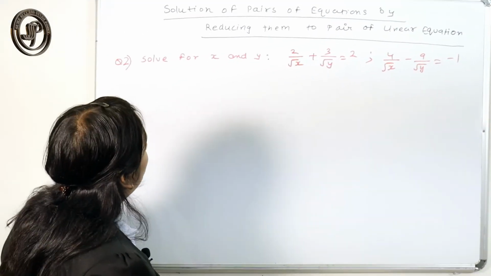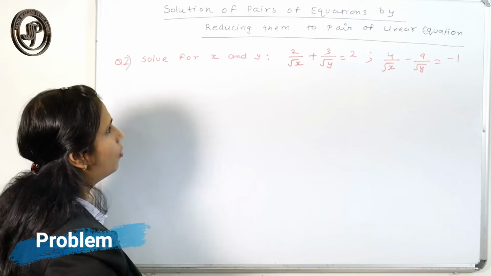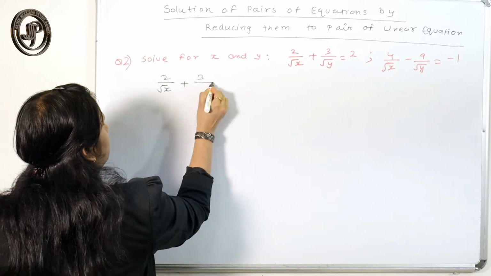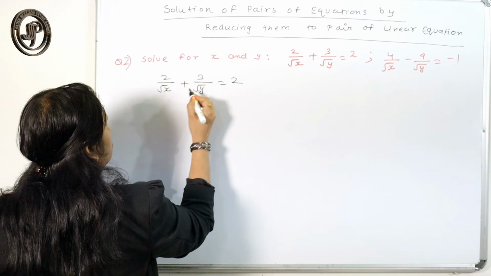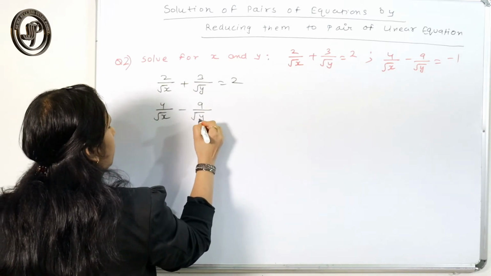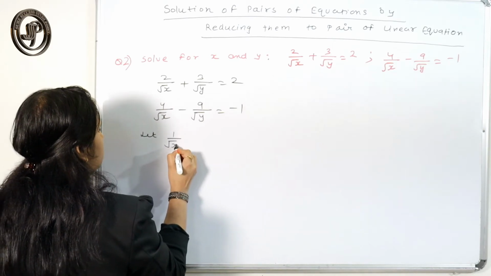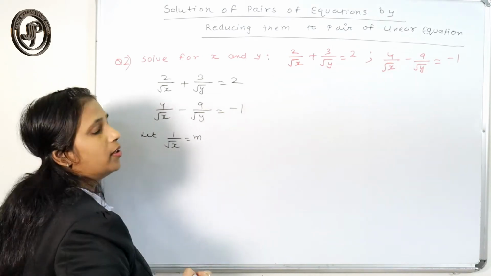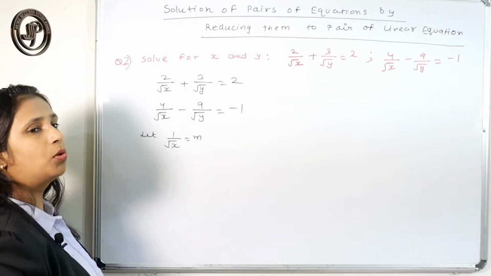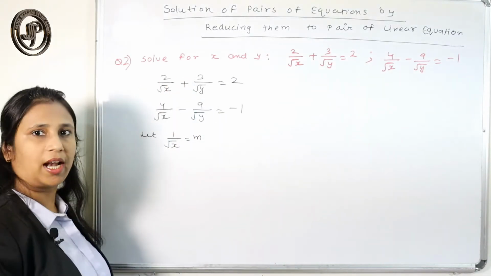So let's see one more question. Here also the question is not in standard form. What is given is 2 upon root x plus 3 upon root y is equal to 2, and 4 upon root x minus 9 upon root y is equal to minus 1. Let 1 upon root x be m. If I suppose that 1 upon root x becomes m, then my question comes in standard form.